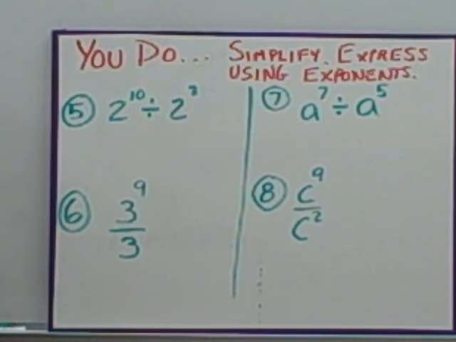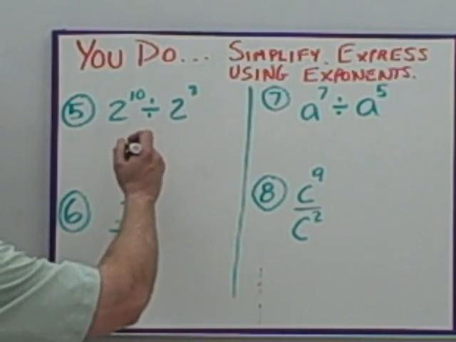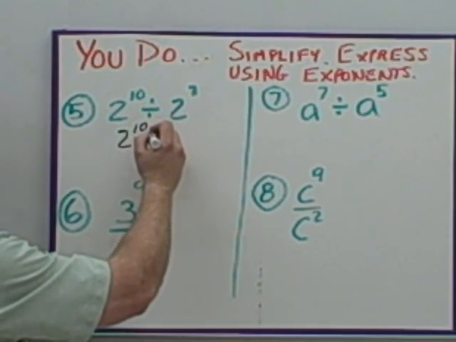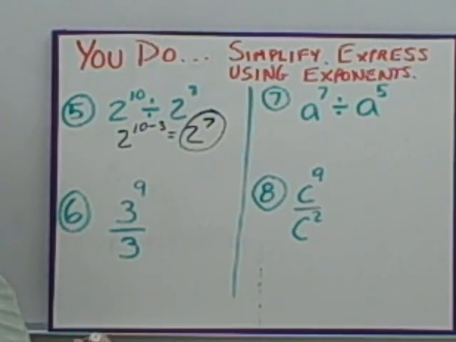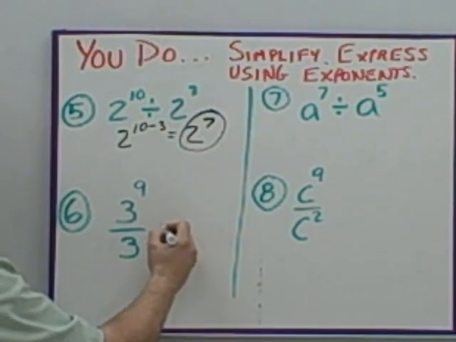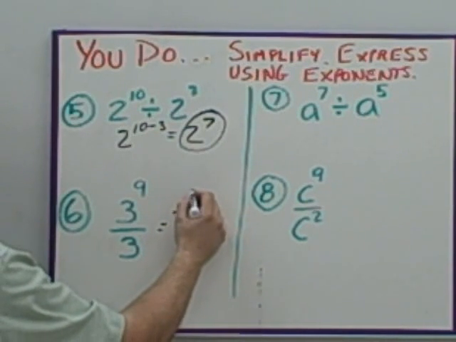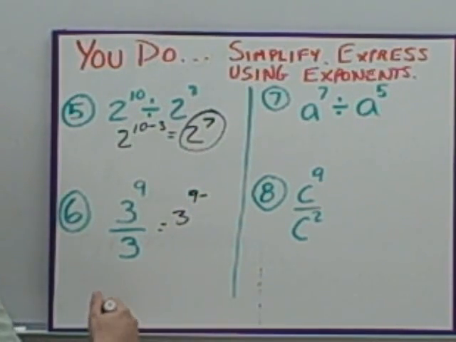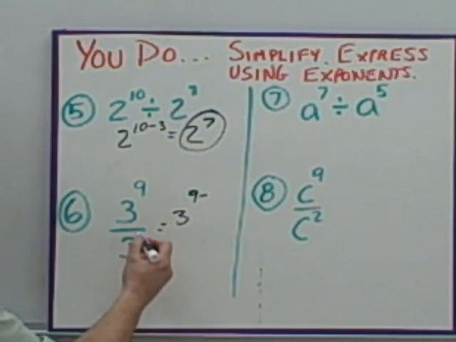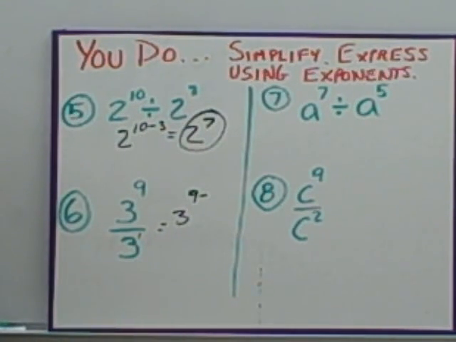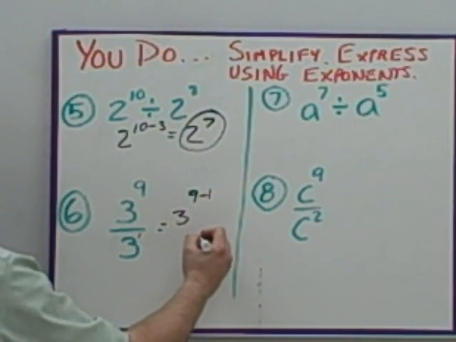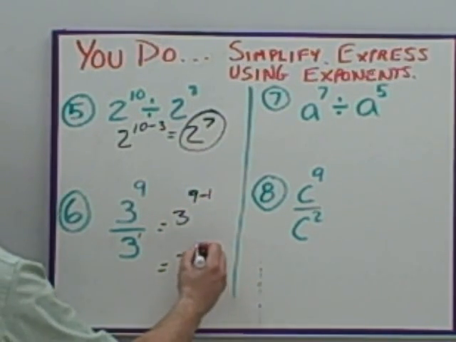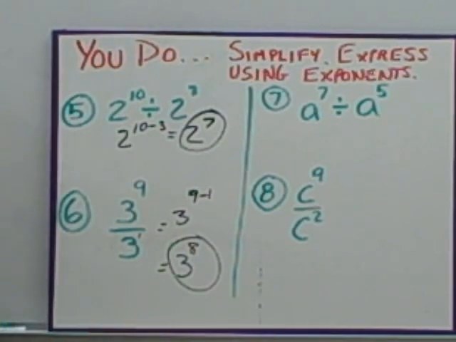Welcome back. All right, for this one, we're going to have 2 to the 10 minus 3, which is going to be 2 to the 7th for our final answer. For this one, we're going to have 3 to the 9 minus, well, there's no exponent there. When there is no exponent, it's understood to have an exponent of 1. So we're going to actually have 9 minus 1, which is going to give us 3 to the 8th power for our final answer.